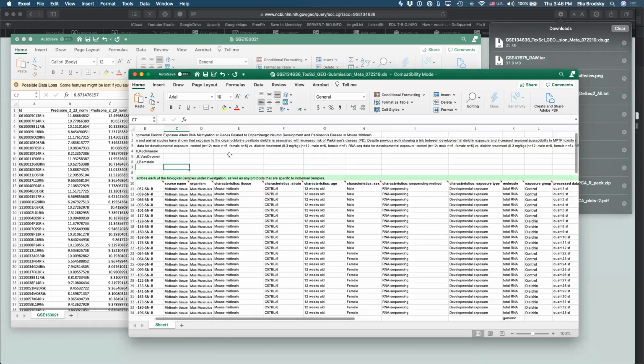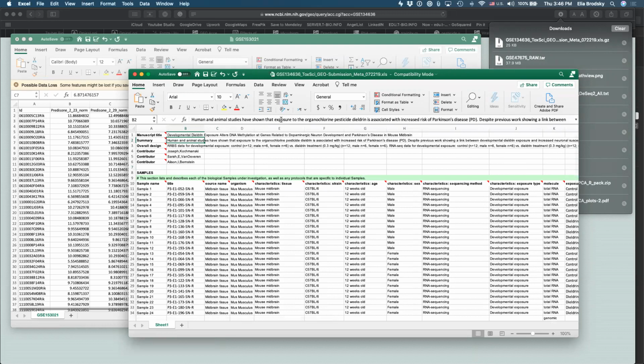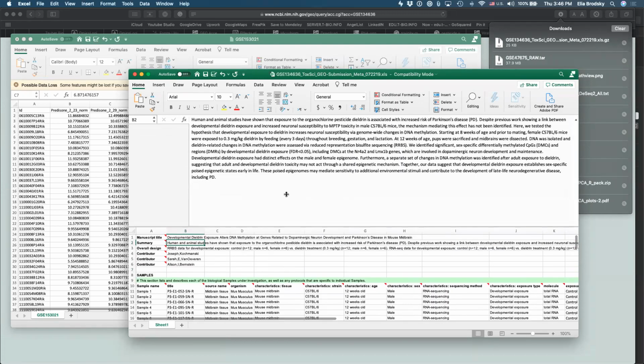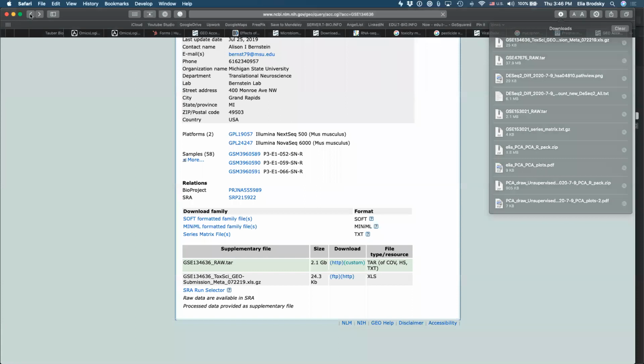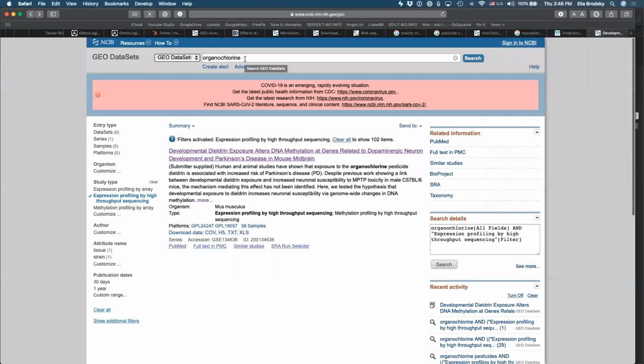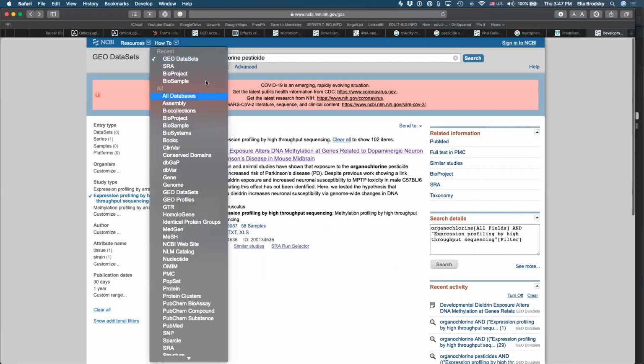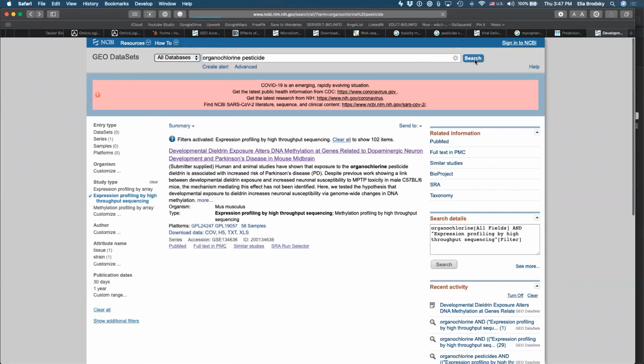Oh yeah, you have a summary right here of what they found. But this is not necessarily gene expression, right? This is epigenetic regulation of gene expression. So I would suggest doing a little bit more searches. Just like you came up with that search term for organochlorine and for pesticide, you could probably think of some other pesticides or some other combinations of terms to look for.